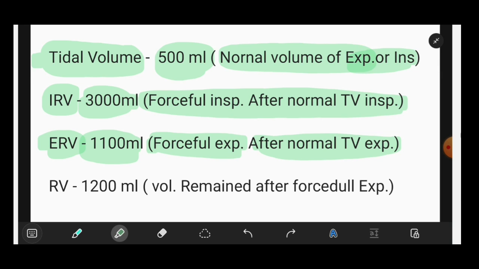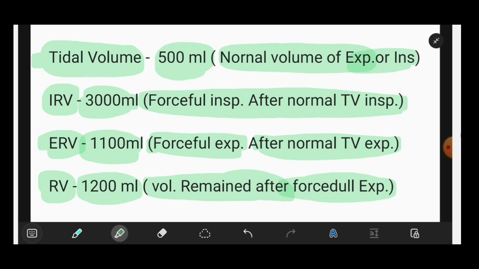Now, very important guys, what is residual volume? It is the volume which remains after the forceful expiration. The volume of air which is left in the lungs after the forceful expiration is known as residual volume. It is about 1200 ml. So guys, you have to mug up these four values.